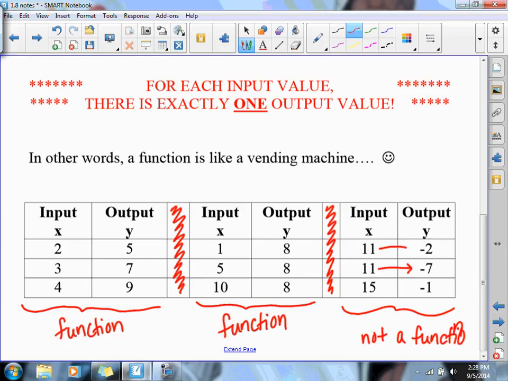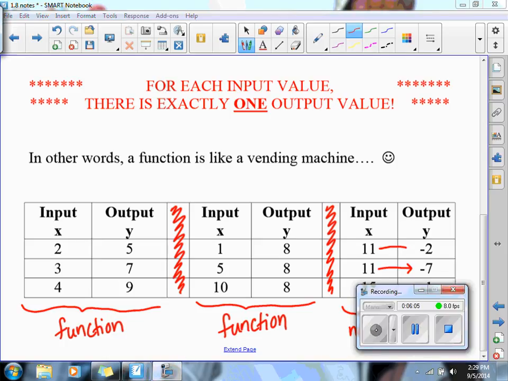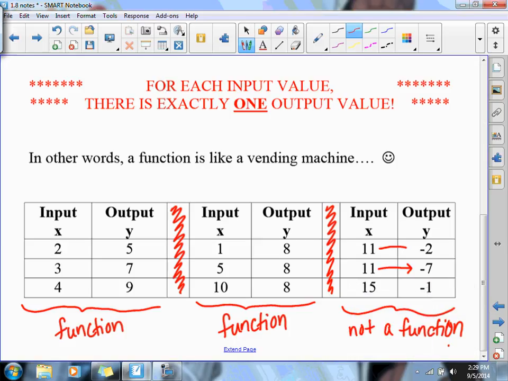So this is what is meant by saying that each input value can only have one output value. Again, this repetition right there, I have two values in the x column that are the same, and they have different y values in the y column. That is the key for what you want to look for in a not properly functioning function.